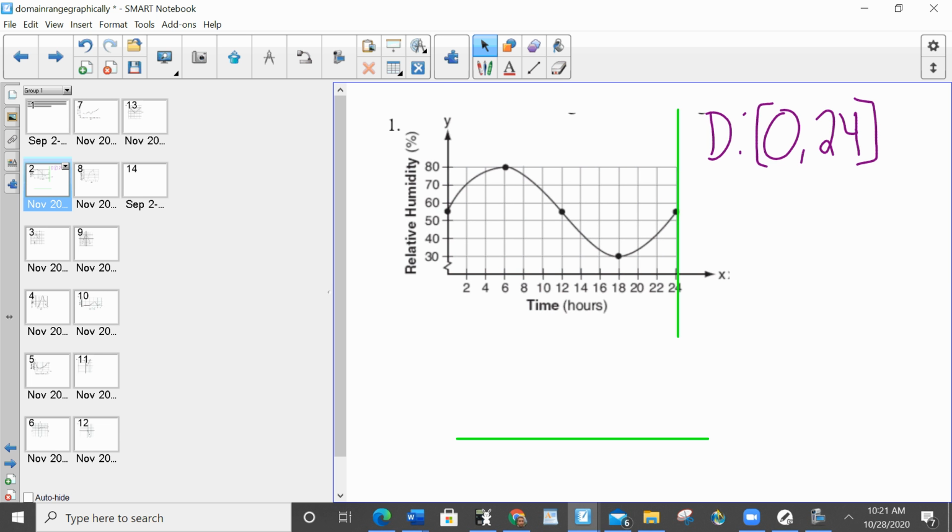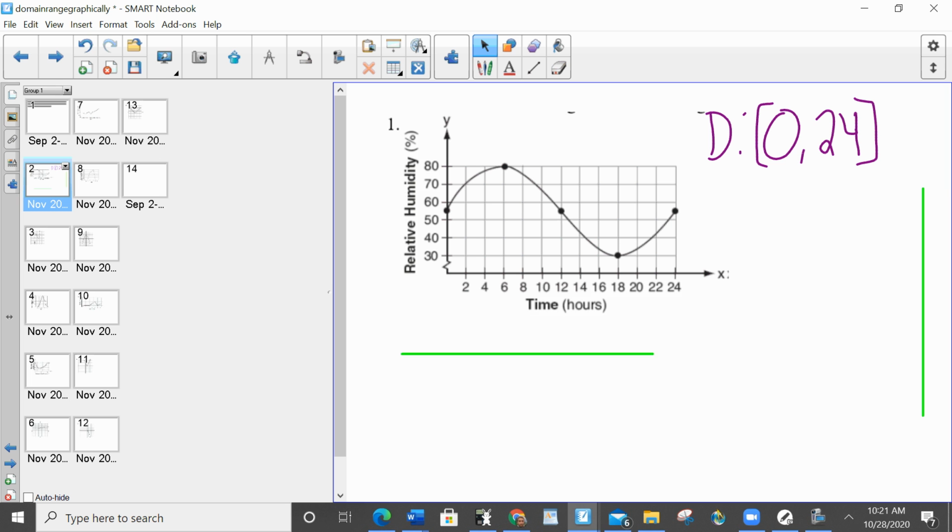Now, for range, I'm going to take my pen and I'm going to hold it horizontally. And I'm going to travel from bottom to top. So is there graph all the way down here at negative infinity or an arrow pointing down here? No. At what y value does my graph start? Where does this line first hit the graph? Well, it hits right here. Right here it starts hitting. This y value is 30.